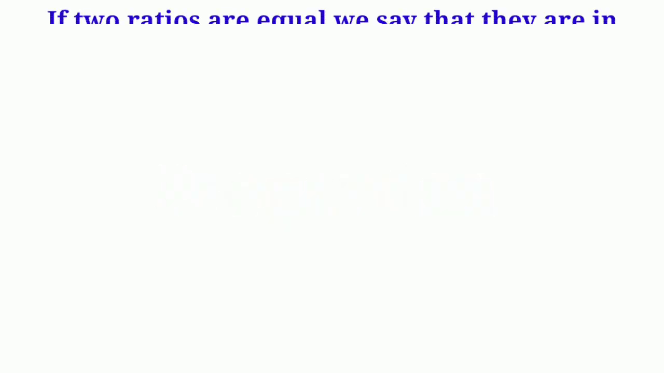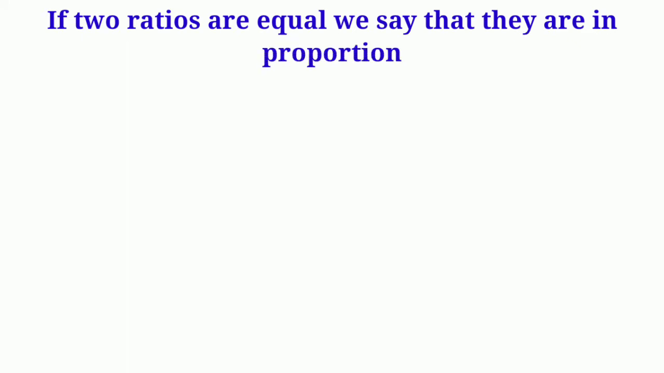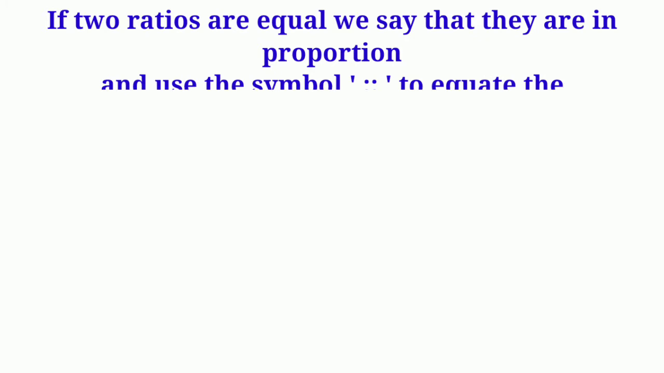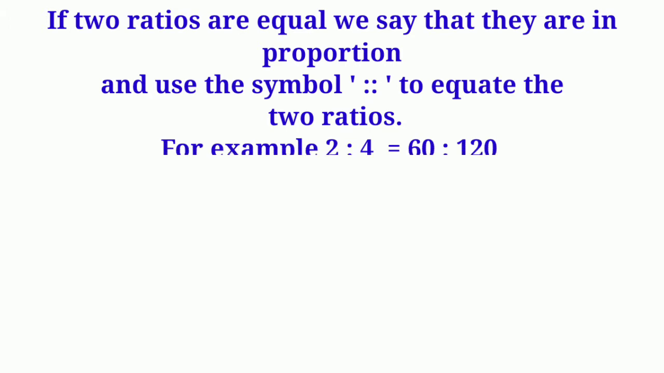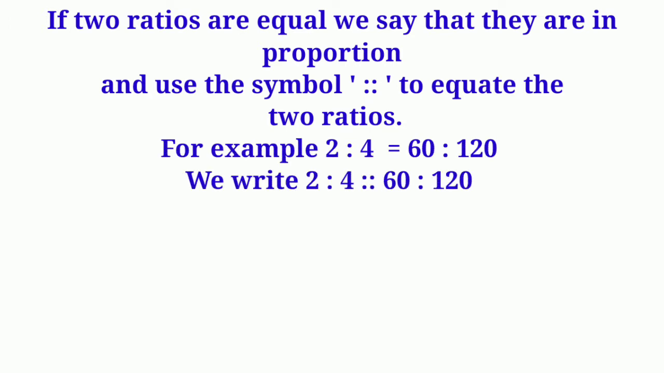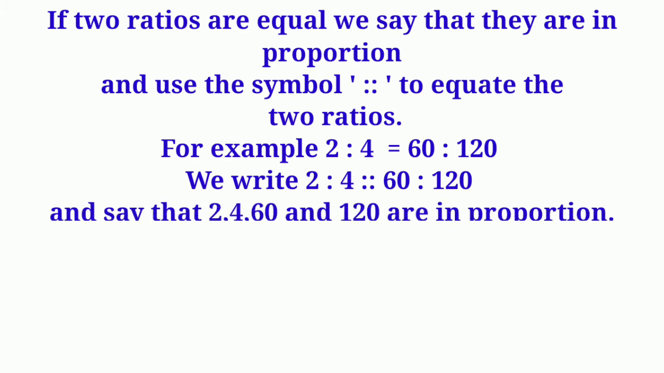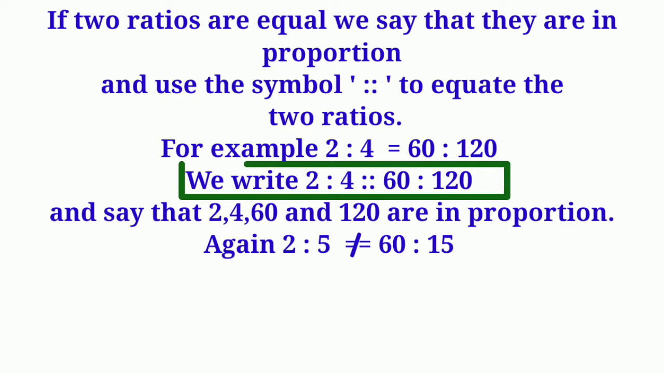If two ratios are equal, we say that they are in proportion and use the symbol to equate the two ratios. For example, 2 is to 4 is equal to 16 is to 120. We write 2 is to 4 proportion to 16 is to 120.